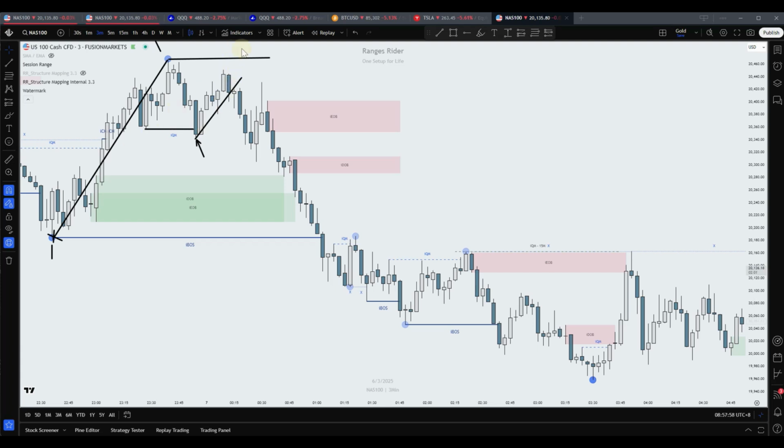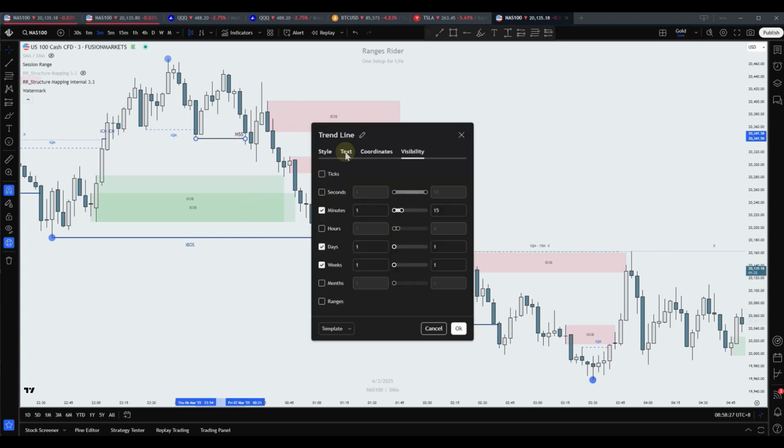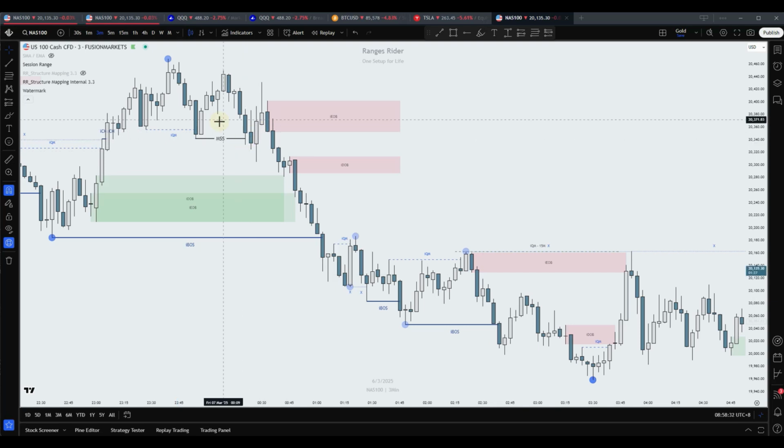But if it fails, where will it fail? It will fail here. Okay, so once it fails here, now we can call it a market structure shift. And for the market structure shift, it is not necessary that the candle must close below the level. So it's the market structure shift.